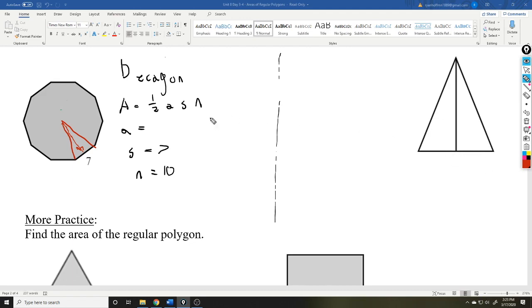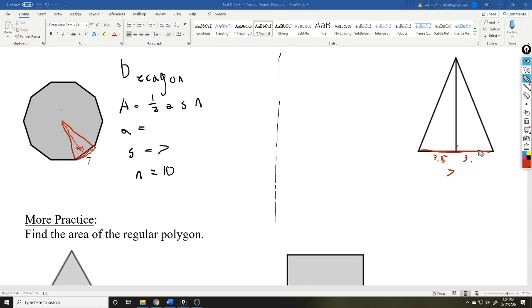So what do we know? We know that this is 7. This entire length is 7. So then when we split up our triangle, this whole thing is 7. But then I'm going to want to split up my triangle so that I have a right triangle. So I want these to each be half of that. Go halfway across. So this is 3.5.